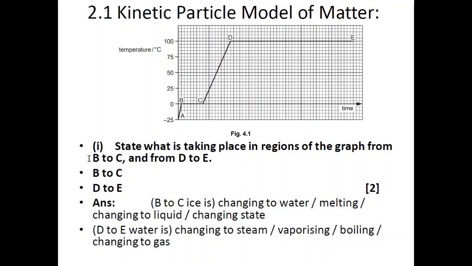State what is taking place in the regions of the graph from B to C and from D to E. Whenever we have a straight line in a temperature-time graph, it means a change of state is taking place. So from B to C at 0 degrees centigrade, a change of state is taking place, which is ice turning into liquid, or we say ice is melting. And from D to E, another change is taking place, as this is 100 degrees centigrade. So we say that water is turning into steam.